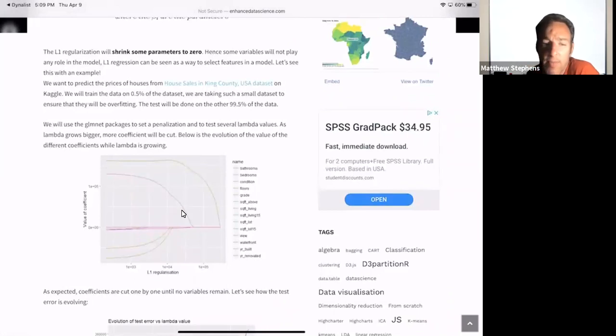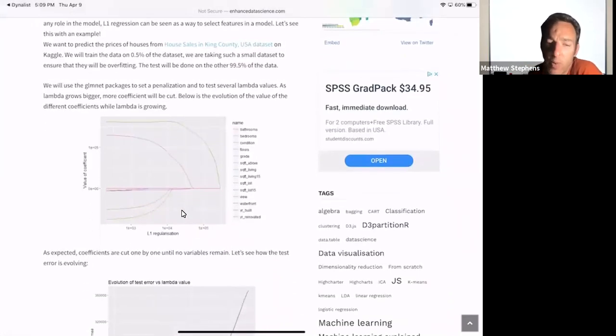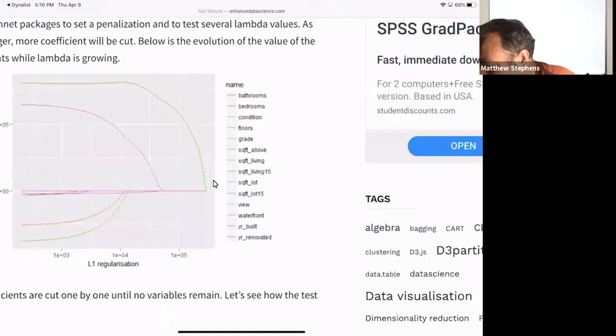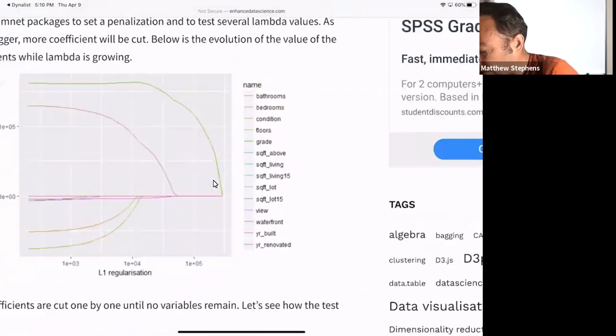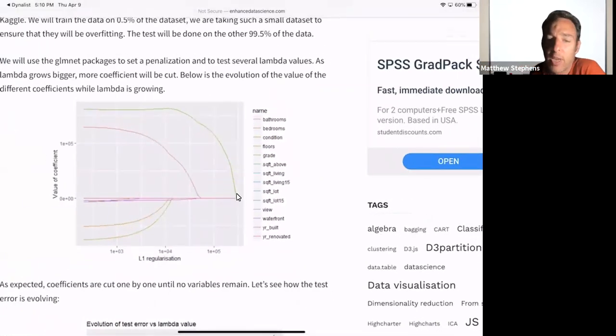This is what happens when you plot the same plot for the L1 case. Again, this extreme end is where everything's set to 0, and then there's the place where the green coefficient, which looks like it's either grade or floors, becomes non-zero. It keeps getting bigger and bigger until at some point it flattens out, presumably close to its least squares solution.